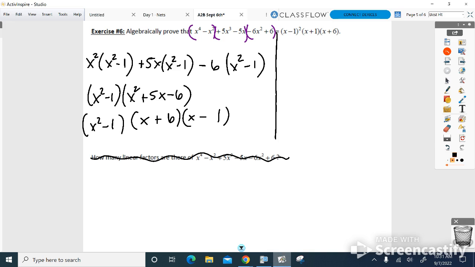What do you know about x squared? What do you know about 1? That could have been a 25, a 36, a 16 instead of a 1. All examples of perfect squares. So how can you factor this one? You could put x, and then minus 1, and then x plus 1. There you go.